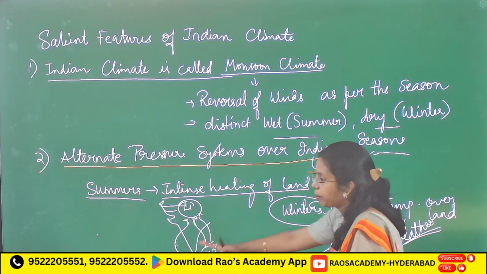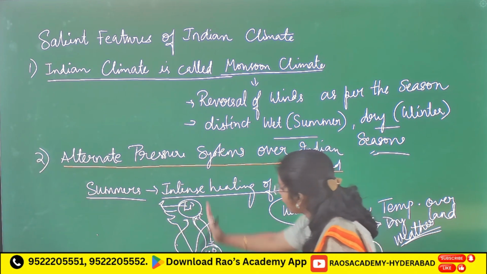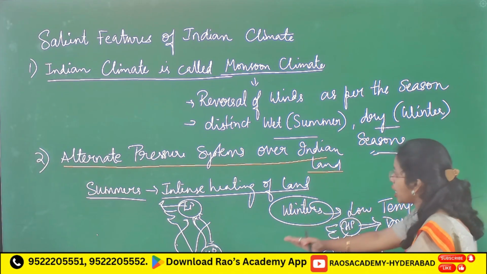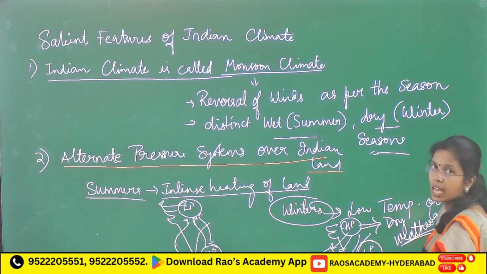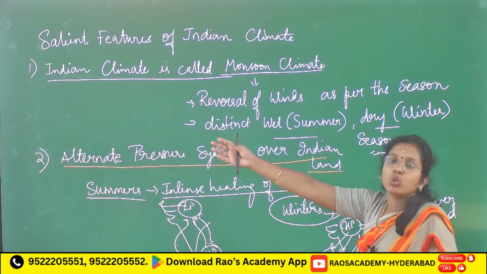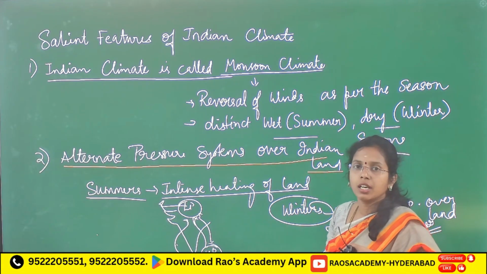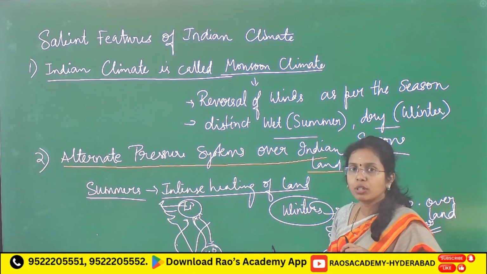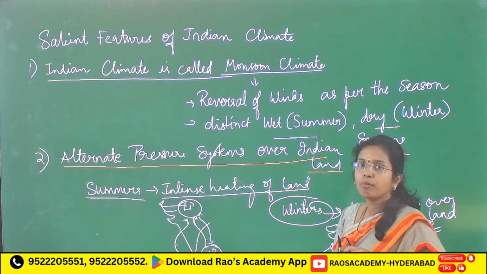See, from high pressure to low pressure they are moving in summers, again they are reversing. Because of the alternate pressure systems, these winds are reversing and they are moving towards sea. From sea they have moved towards land, and from land they are moving towards sea, means reversal of winds. This is known as monsoon type, because of this alternate pressure systems.